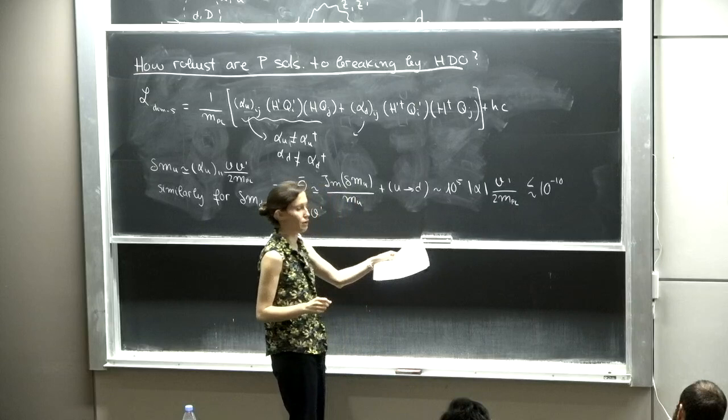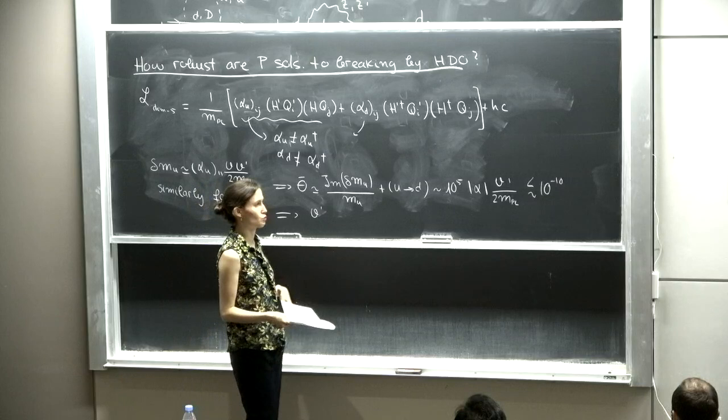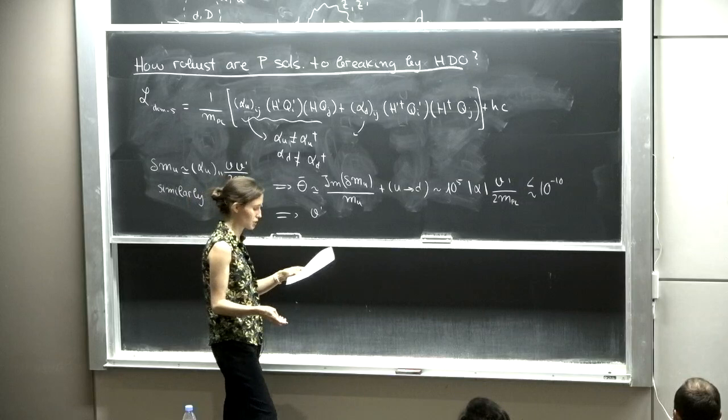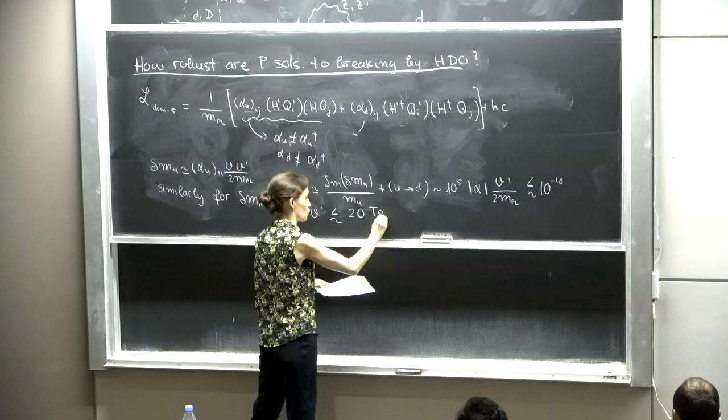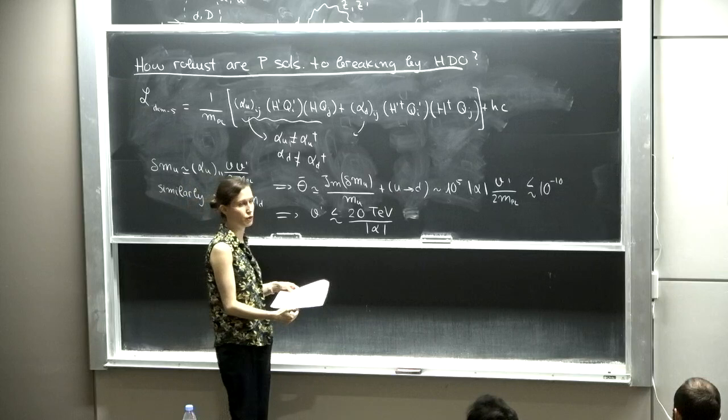So remember, experimental constraints from the LHC give us a lower bound on V prime. V prime needs to be bigger than something for these extra particles to be heavy enough. This is now giving us an upper bound on how large V prime can be. And it turns out that upper bound is 20 TeV, for order one values of this generic mass matrix, when we force theta bar to be smaller than 10 to the minus 10, okay?